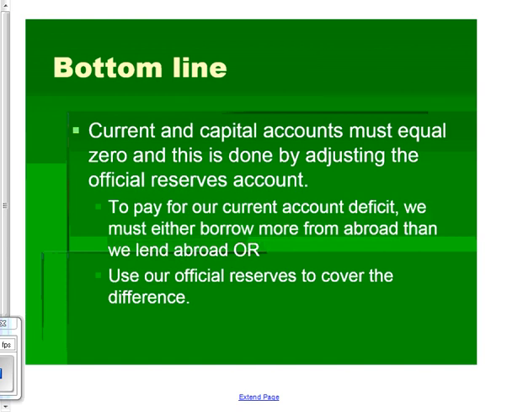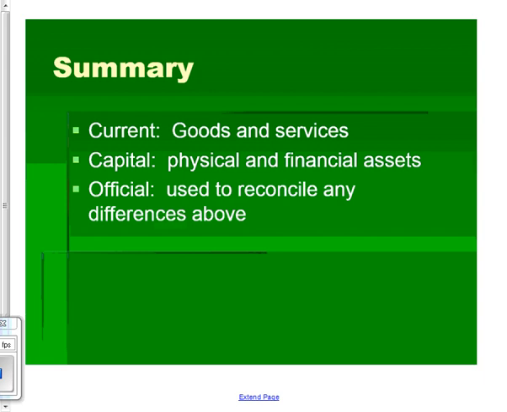All right, so the bottom line is this: current and capital accounts have to equal zero, and it's done by adjusting the official reserves account. So if we have a current account deficit, we got to borrow from abroad more than we lend abroad. And any difference between the two is covered by the Treasury Department buying stuff. There you go, summary: goods and services, physical financial assets.